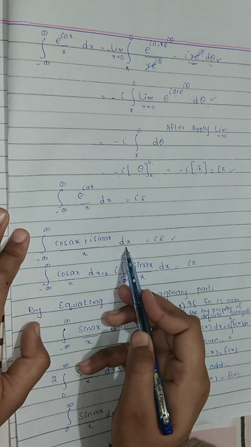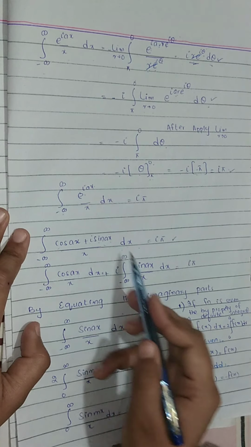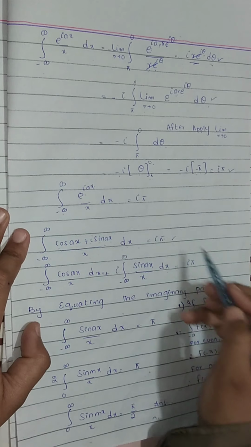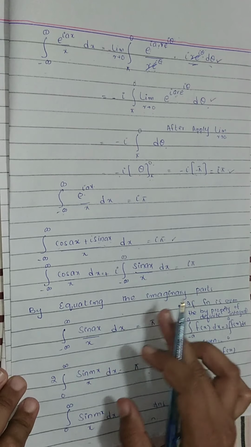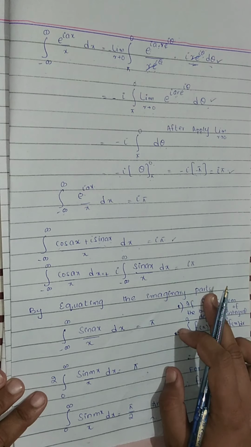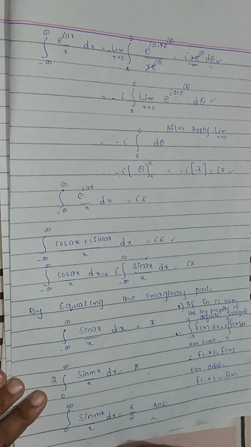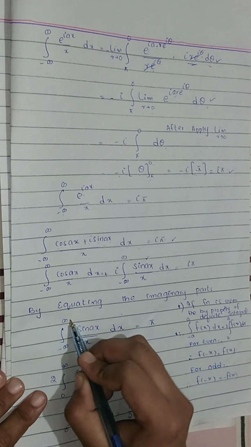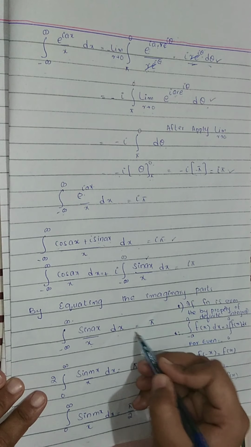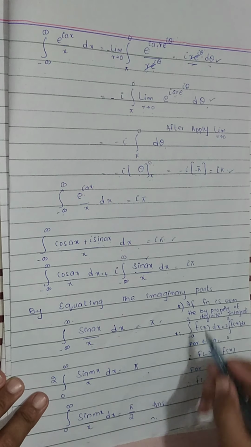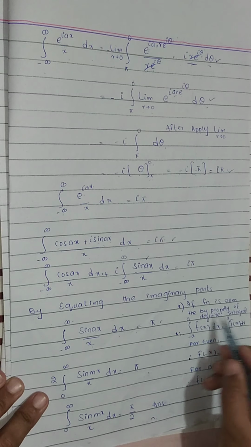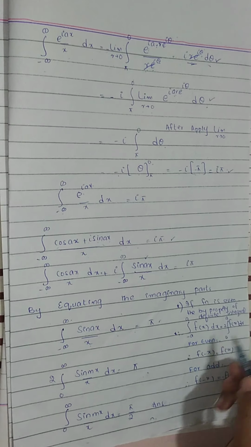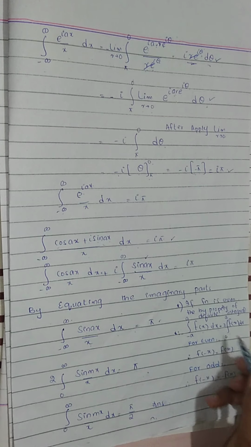Now we will put limits separately on this and this value. The integral from minus infinity to infinity of cos ax/x dx plus i sin ax/x dx is equal to iπ. Now by equating the imaginary part, because we have a function in this form, we just equate the imaginary part. The integral from minus infinity to infinity of sin ax/x dx is equal to π.